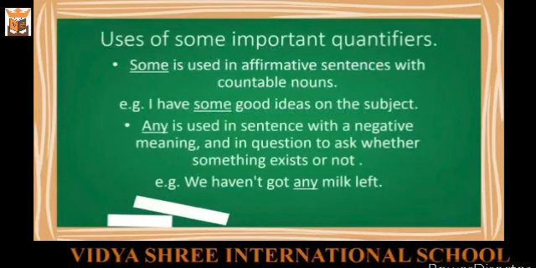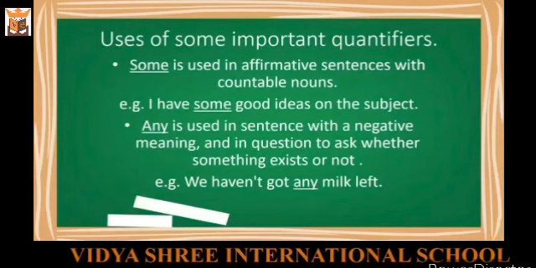Now, let us see uses of some important quantifiers. First one is some. Where do we use some? Yes, some is used in affirmative sentences. Affirmative means positive sentences with countable nouns. Example, I have some good ideas on the subject. This is an affirmative sentence, so some is used for the noun idea.